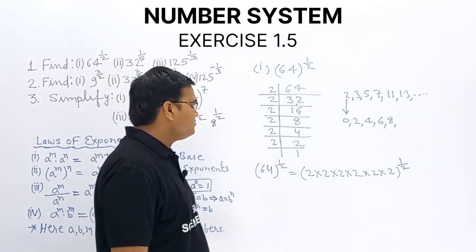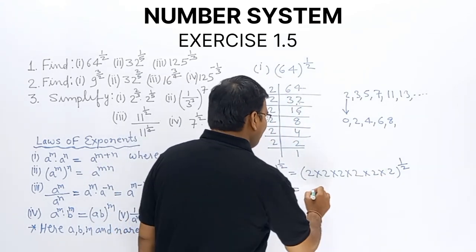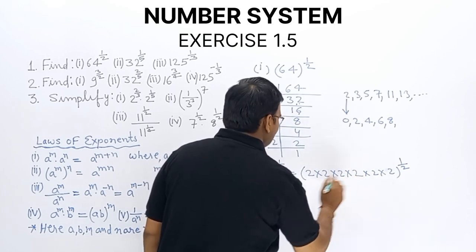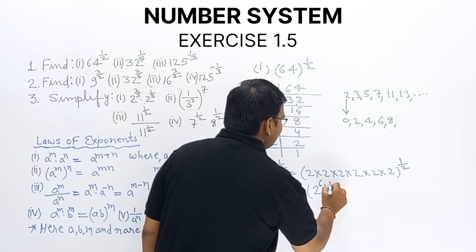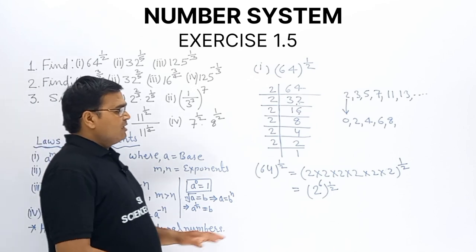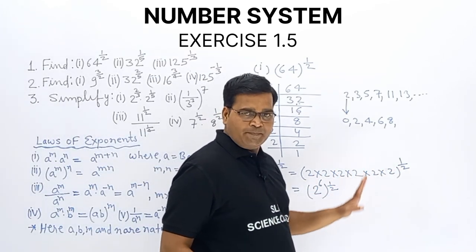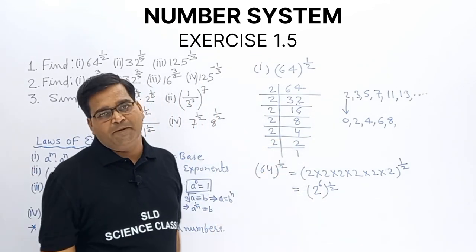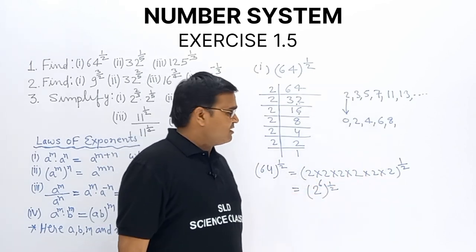Half, 1 by 2. Now write this in the power form, exponent form: 1, 2, 3, 4, 5, 6. So we can write 2 power 6 and whole power 1 by 2. Are you getting what I am saying? 2 power 6 is 2 into 2 into 2 into 2 into 2 into 2. Power means we have to expand it that many times in a multiplication. So 2 power 6 can be written like this.